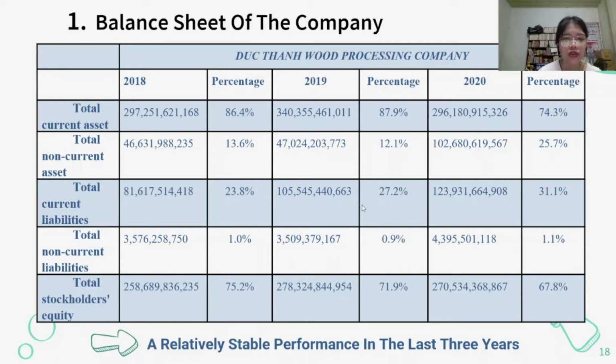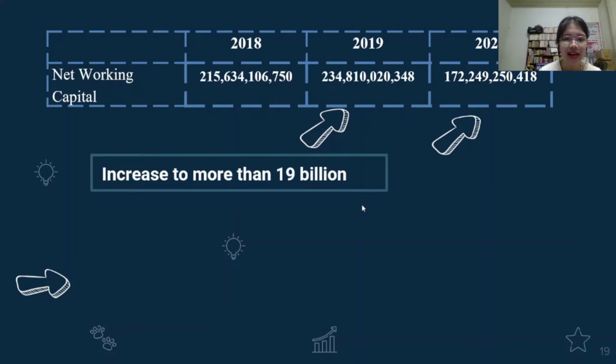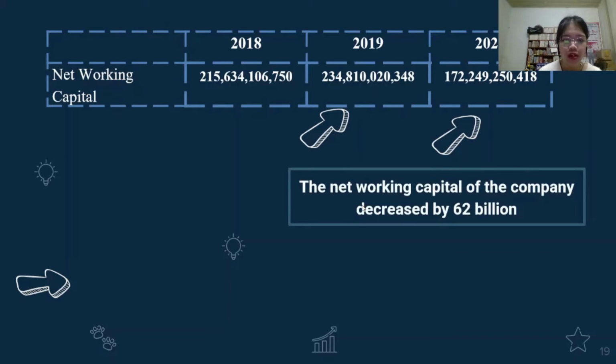Now we move to the net working capital of the company. The net working capital of GDT also fluctuated in 3 years, with more than 200 billion VND at the end of the year 2018. It increased by more than 19 billion in the next year. But in 2020, the net working capital of the company decreased by more than 62 billion VND.